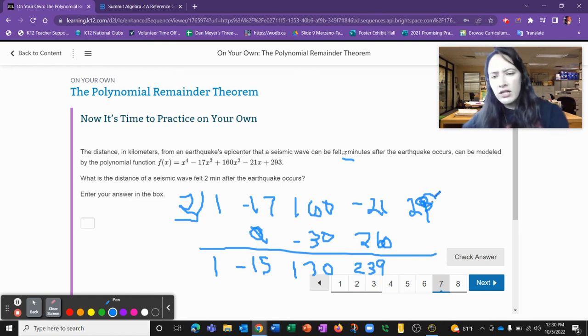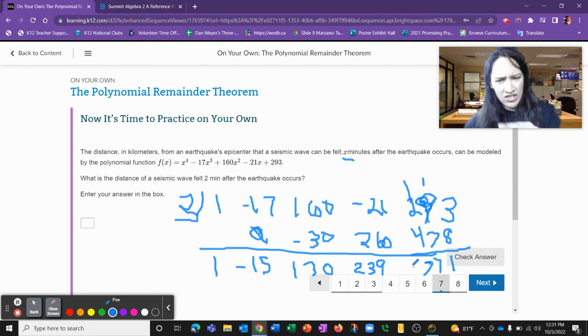is, and this is 293, so hold on. 8, carry the 1, 6, 7, 4, 7, 8. And then now finally it's 11, carry 7, carry 7, 7, 1. If I did everything right, I can check. We'll check in a second.